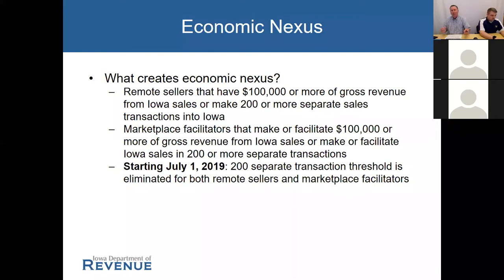Note down at the bottom, third bullet that we have here, this is new legislation: starting July 1st, the 200 separate transactions threshold is eliminated for both remote sellers and for marketplace facilitators. Now, if you are a remote seller or you are a marketplace facilitator, this information is spelled out for you on our website. Again, I'll give the commercial on the website here after a while and show you where to click on that you can find some more specific information.